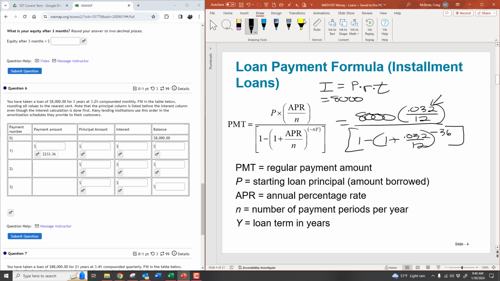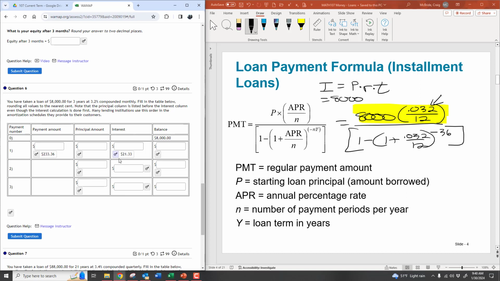This piece right here is how much interest we're paying each month. So basically, if you just calculate this top, that will give you your interest for the first month, because time is just one. We're just doing this for 1 month. So if you just calculate just the top, get out a calculator, and that's really easy to do. 8,000 times 0.032 divided by 12, and you're going to get $21.33 is going to be your interest.